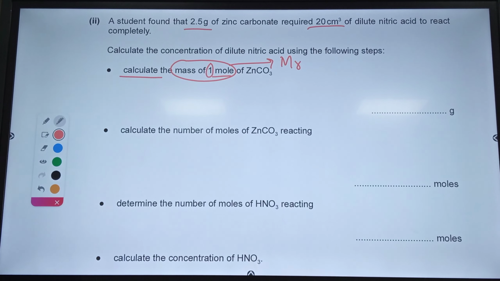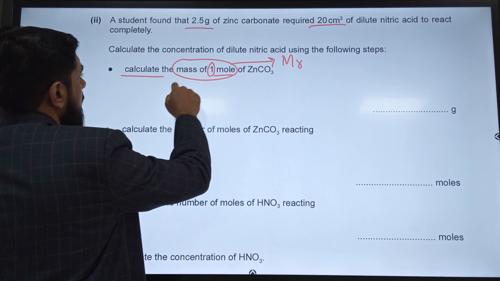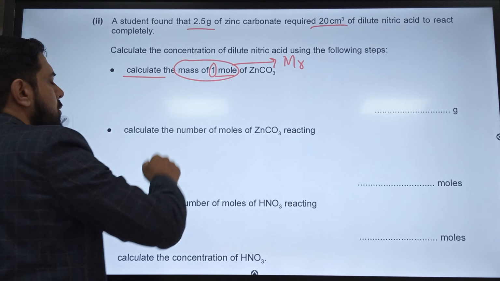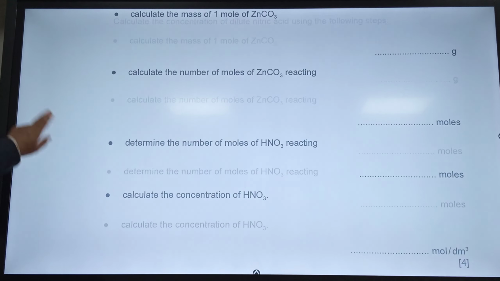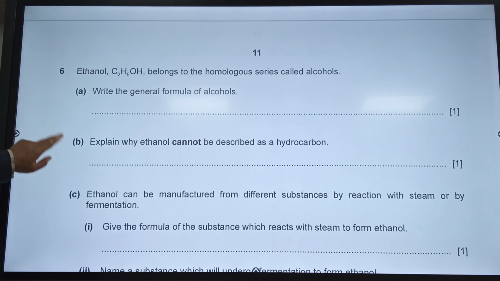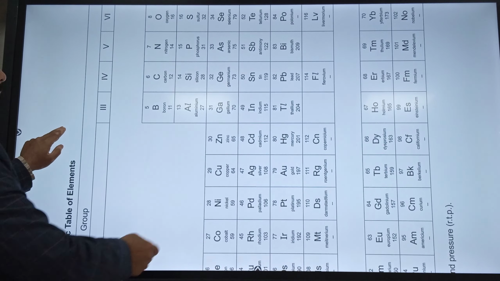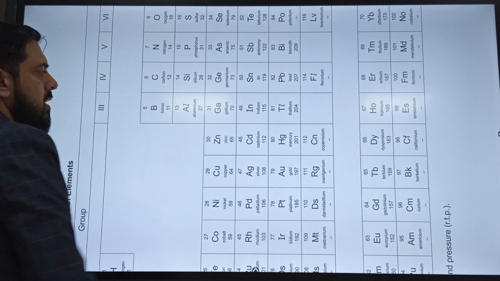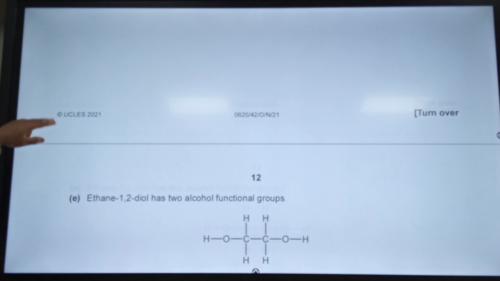Next, what we have to do here: we have one zinc, so you go straight to the periodic table, which is at the end of the same paper. Here you can see the periodic table. Here you have zinc. What is the atomic mass of zinc? 65. Keep that in mind, and then we are going to put the value.